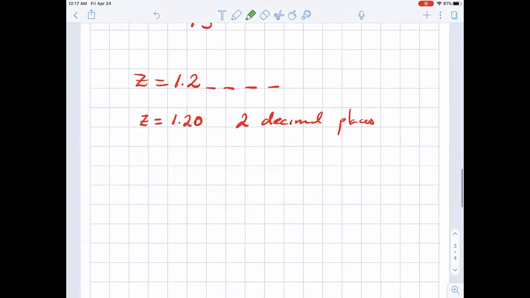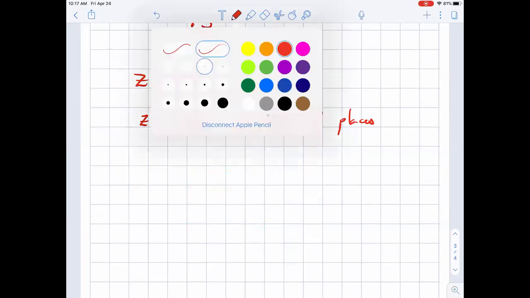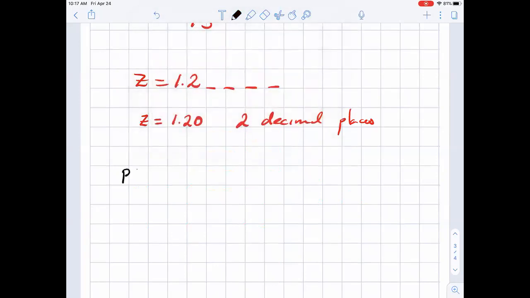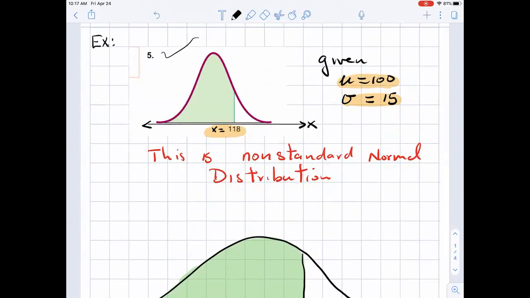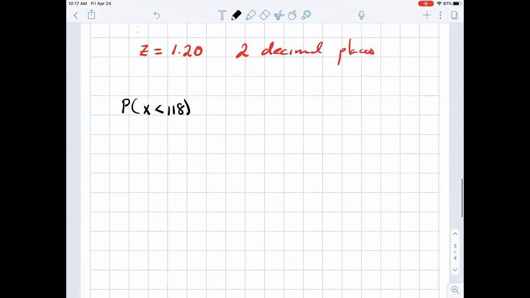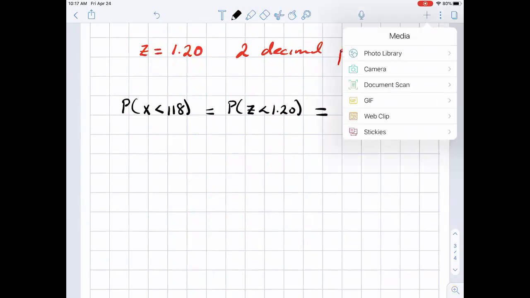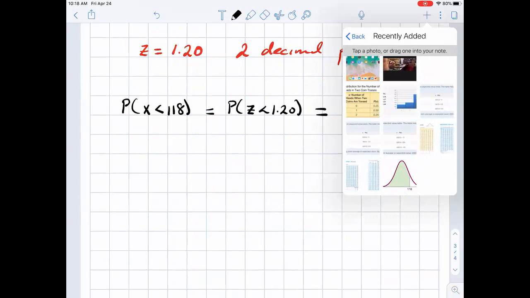So realistically, the probability now, right? The probability of x less than 118, this is this picture here. And I know it's less than because it's towards the left, okay? This is the same as if I say it's the probability of z less than 1.20. And that is equal to, now, if I go back and insert, I think I have the right picture.